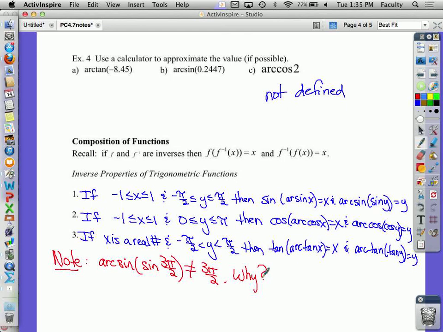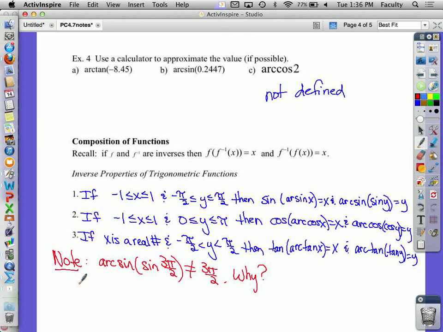Okay, then I have this note, and this is pointing out something that, unfortunately, students sometimes just look at the end and forget the beginning part that was important. So I'm trying to point that out. It is saying if x is between -1 and 1, y is between -pi/2 and pi/2, then the sine and arcsine will cancel, or arcsine and sine will cancel.